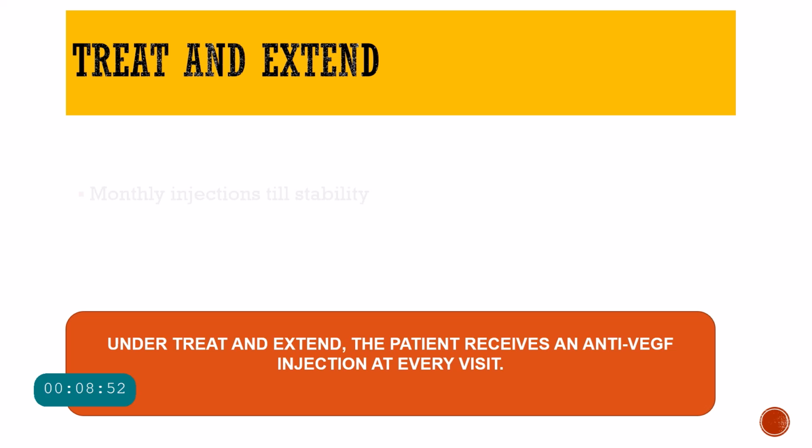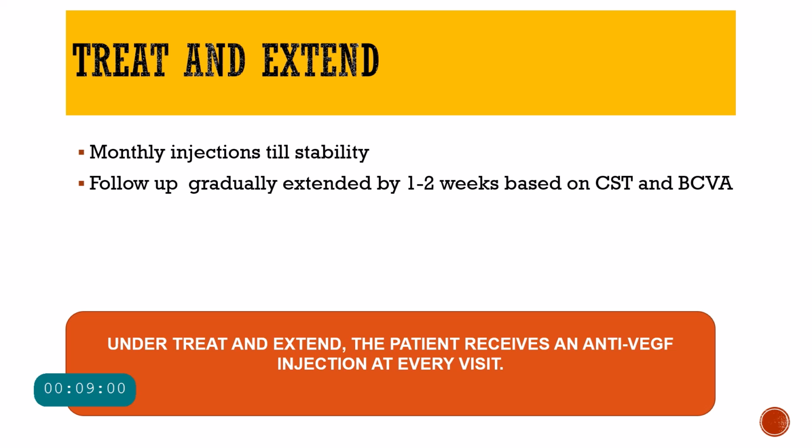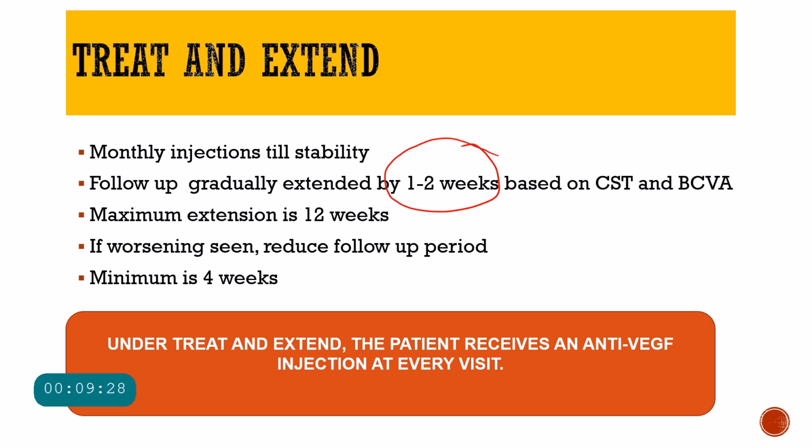Then we have treat and extend. In treat and extend, again, the monthly injections are initially given until stability is achieved. And then instead of calling the patient every month, you will follow up the patient, and when there is stability based on the CST and best corrected visual acuity, your follow-up will be gradually extended. The follow-up can be extended by 1 to 2 weeks, and you keep on extending it to a maximum of about 12 weeks, and 12 weeks is nothing but a 3-month follow-up. If, however, the patient worsens in between, then you start reducing the follow-up period, and the minimum time period between 2 follow-ups can be about 4 weeks.